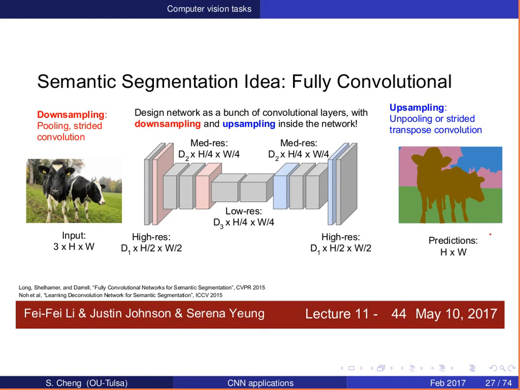Actually, it's the most primitive way to do it. It's like by human. You just go pixel by pixel and plot which one is cat, which one is not. So therefore, it's extremely expensive.